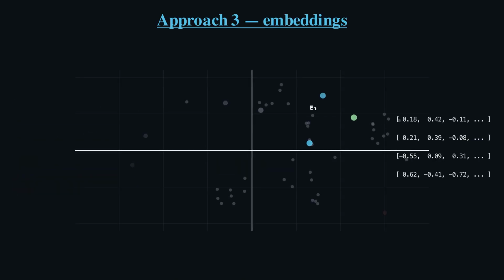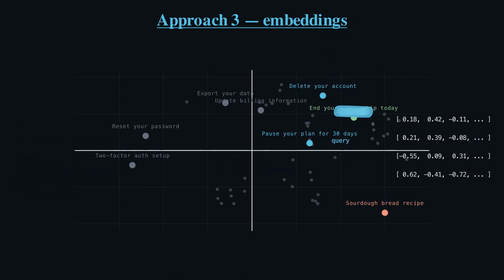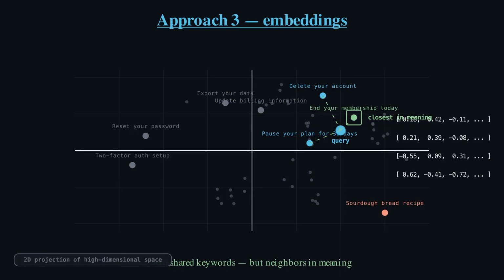The user's question is embedded into a vector too. Now search is a geometry problem. That is, find the article vectors closest to the query vector. The query lands right next to "end your membership," even though the two share zero keywords, meaning no matching words.